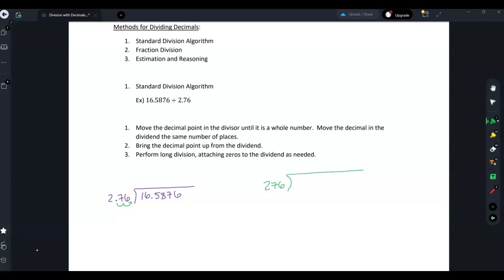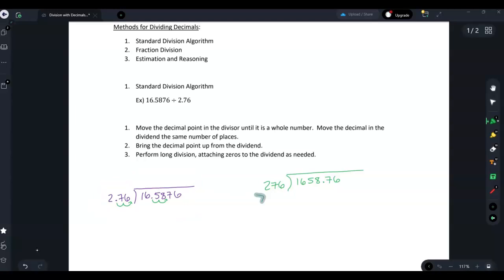But then you can't just move the decimal just because you want to, right? So what you would need to do is however many spaces you had to move the decimal in the divisor, you would need to move the decimal the same number of spaces in your dividend. So even though we were okay with the fact that the dividend was a decimal, we have to move it the same number of spaces. So this becomes 1,658 and 76/100ths. So this original division problem has been replaced by this equivalent division problem.